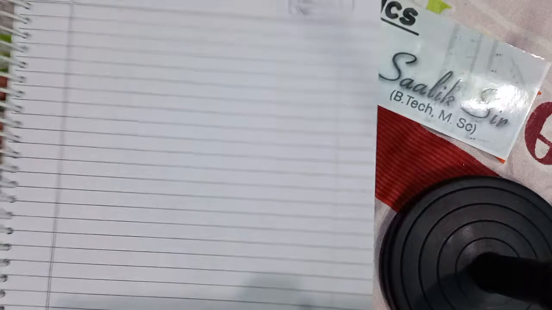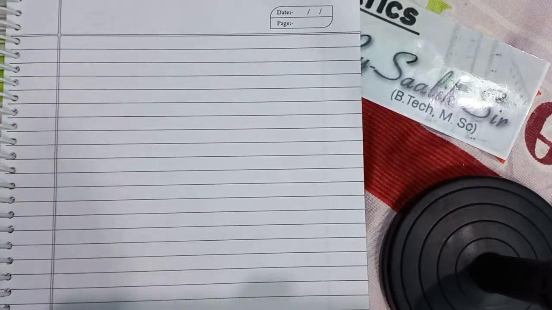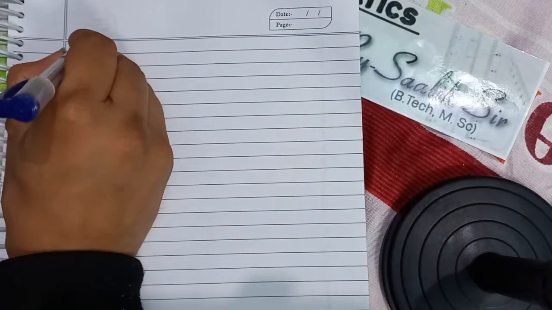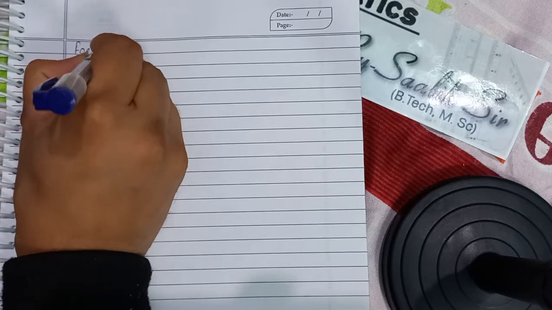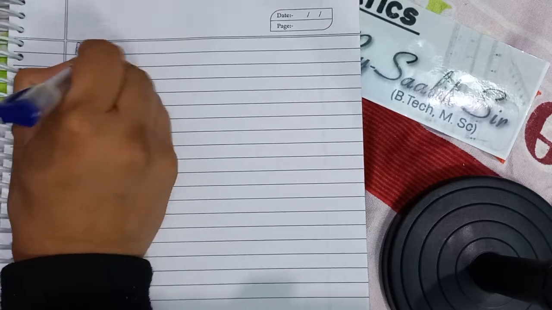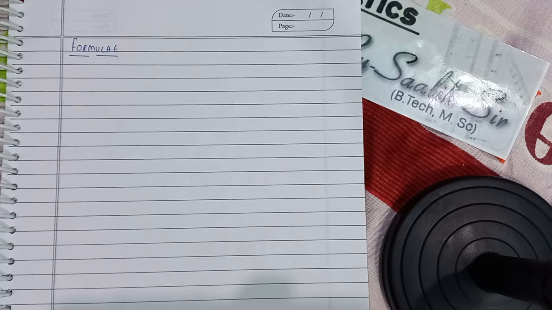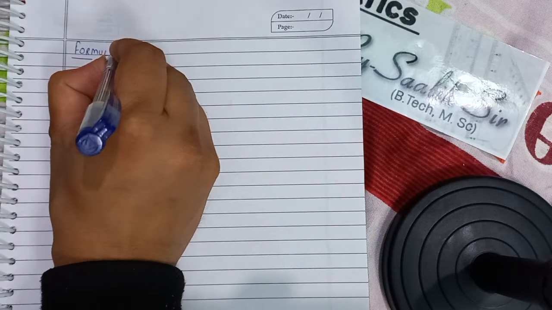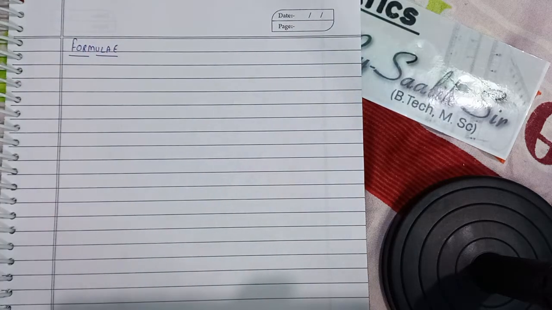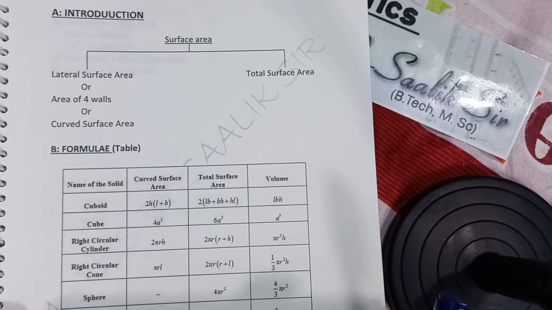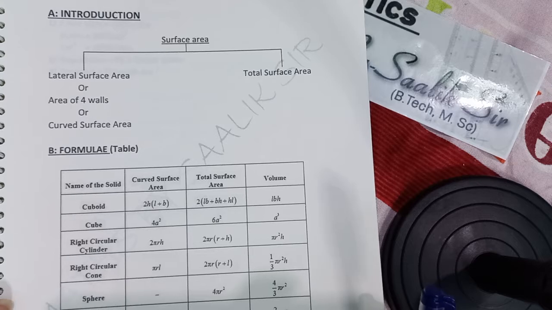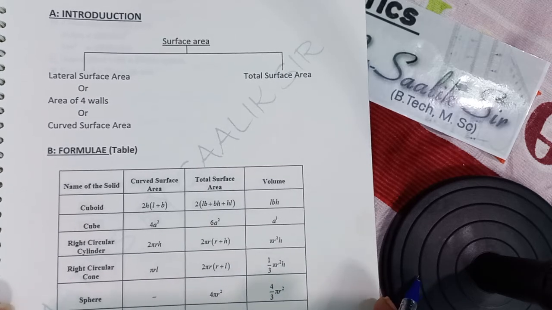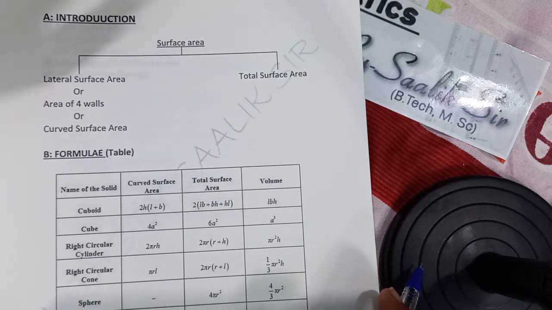From the next page, you have to write some formulae, a formulae table. What does it mean? You have to write like this in your notebook. Get it? You have to write like this in your notebook.